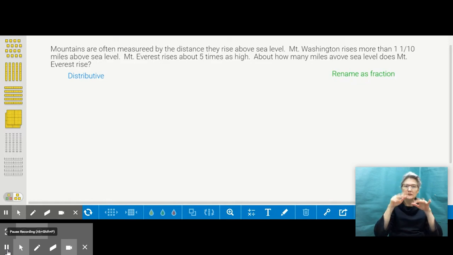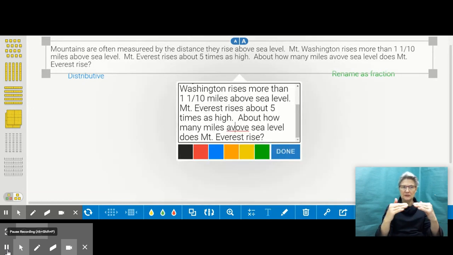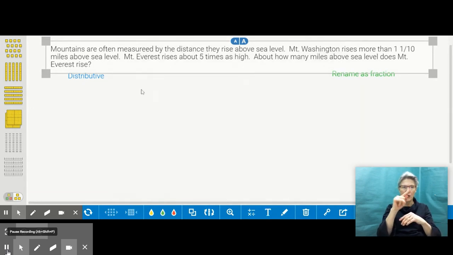Mount Washington rises more than 1 1/10 miles above sea level. Mount Everest rises about 5 times as high. About how many miles above sea level does Mount Everest rise? You probably caught that typo. I'm going to fix that real quick. It's supposed to say above. There we go.